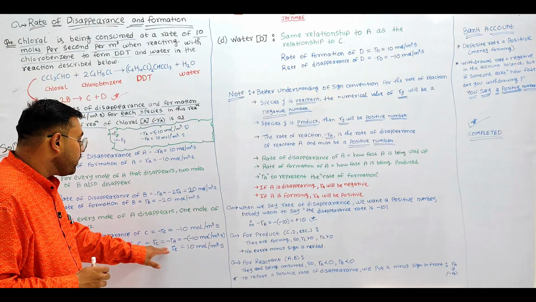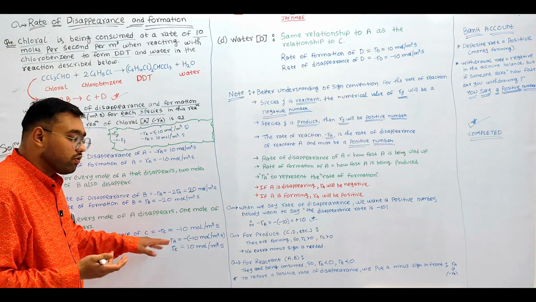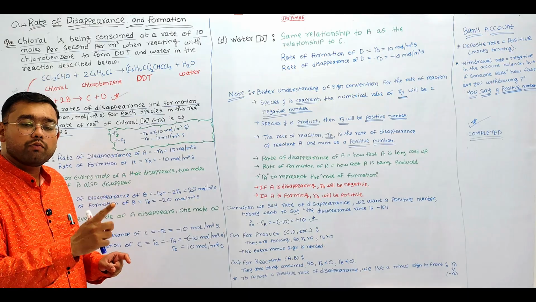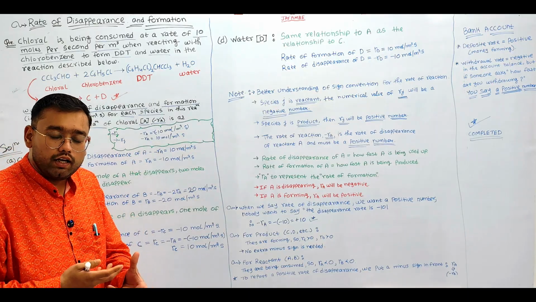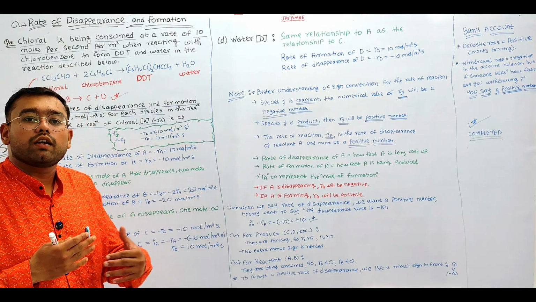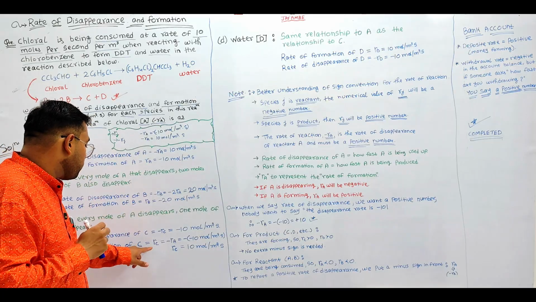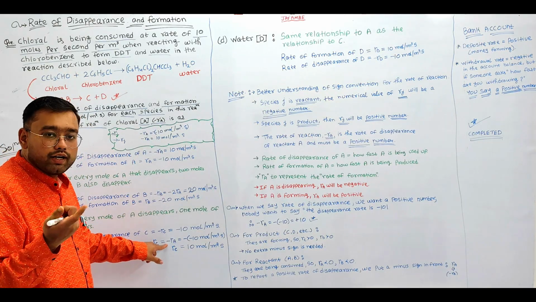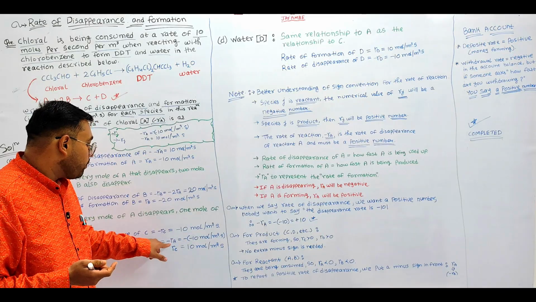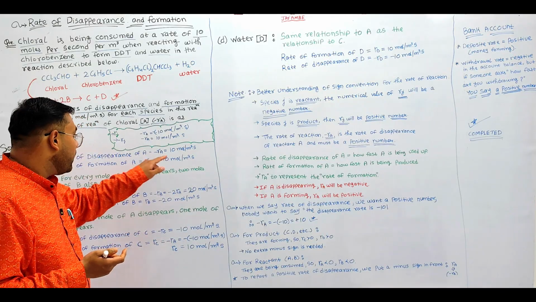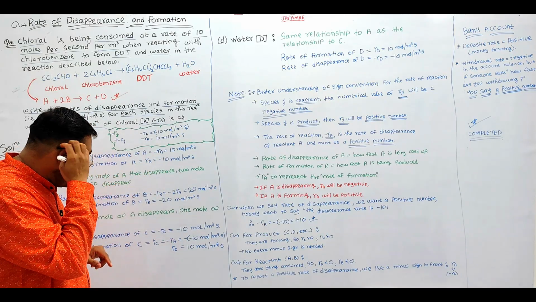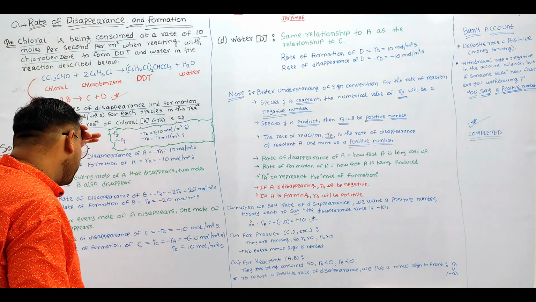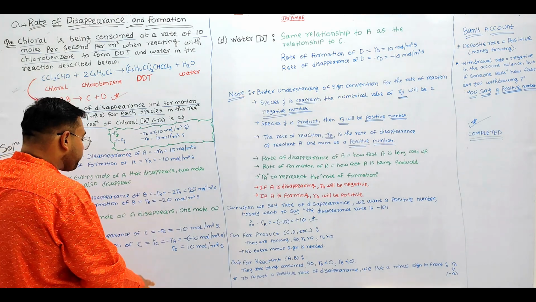So Rc is minus times minus Ra, because both are the same. 1 mole of A is getting reacted, will get consumed and will get converted into 1 mole of C, right? So the rate of formation of C will be equal to minus Ra. Minus Ra is 10 moles per meter cube per second, right?